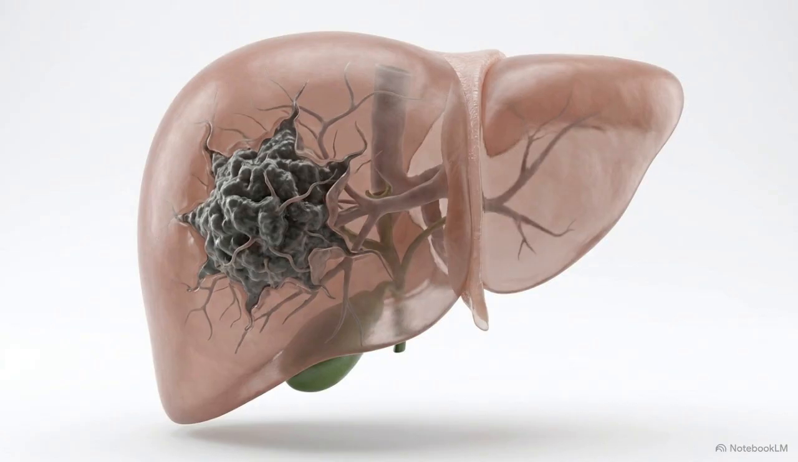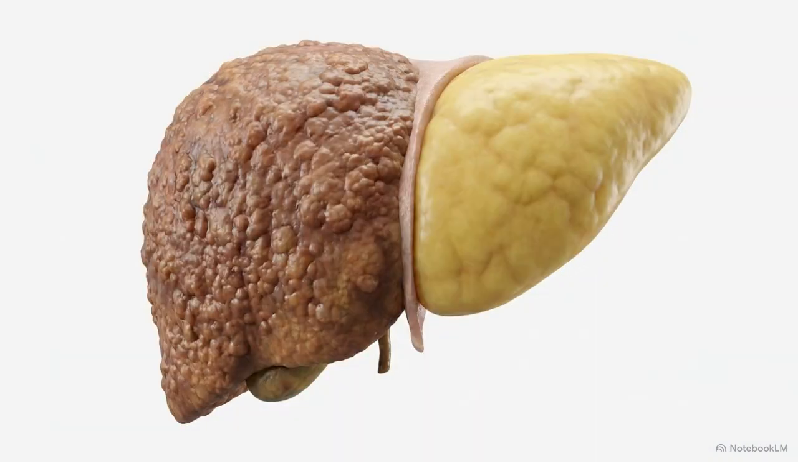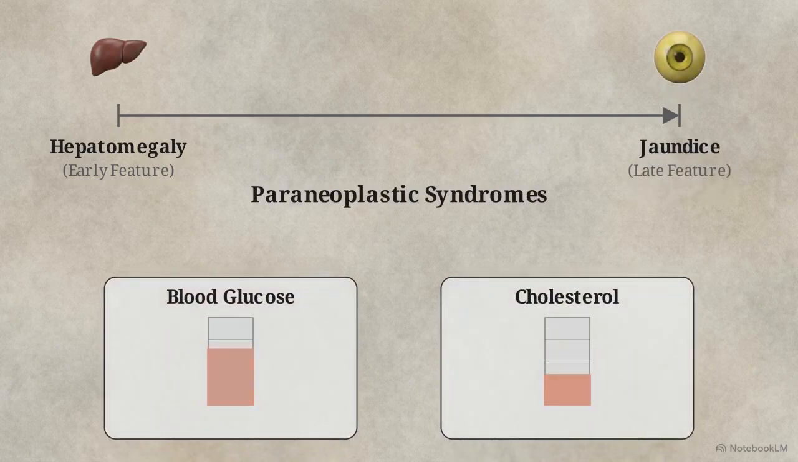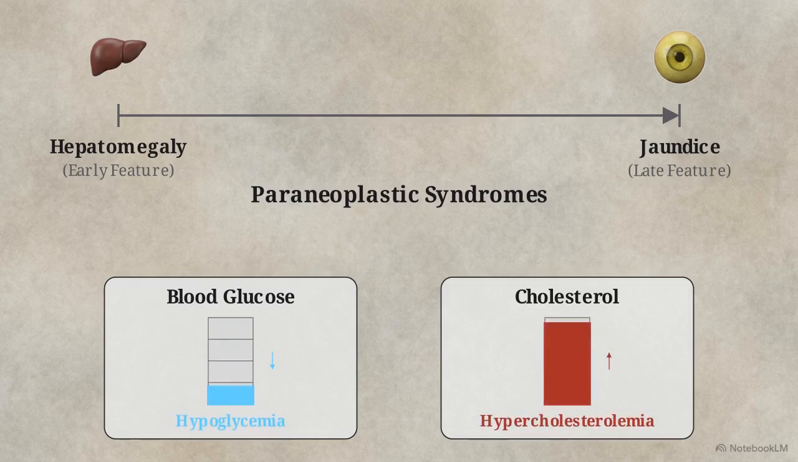For primary malignancies, hepatocellular carcinoma is the dominant threat. While viral hepatitis and cirrhosis remain major risk factors, fatty liver disease is rapidly emerging as the modern driver of HCC. Clinically, patients present with hepatomegaly, but notably, jaundice is a late feature. They may also develop paraneoplastic syndromes, most commonly hypoglycemia and hypercholesterolemia.